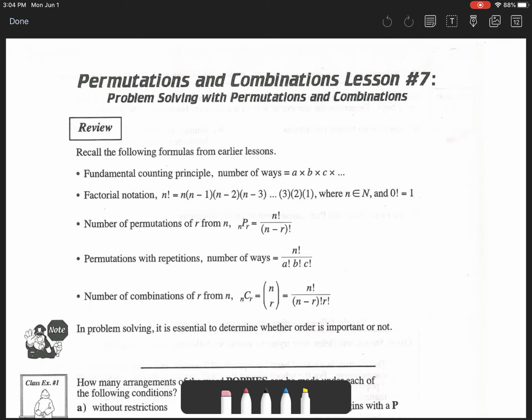But the nice thing that they've done for us at the beginning of this lesson is they've written down all the key things that we need to remember moving forward here. So the fundamental counting principle, what factorial notation looks like, the formula for permutations, with repetitions we divide by what's repeating in the denominator, and then the formula and the way we notate combinations. So again, just like I had mentioned at the beginning of lessons, it is essential to determine whether order is important or not. That'll be the key thing that we want to focus on.